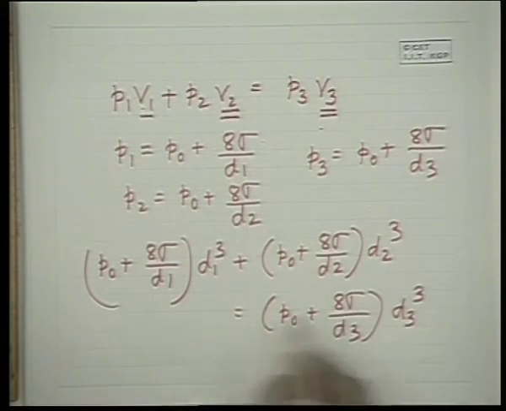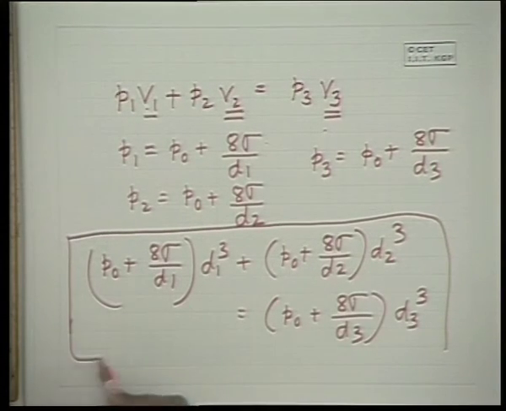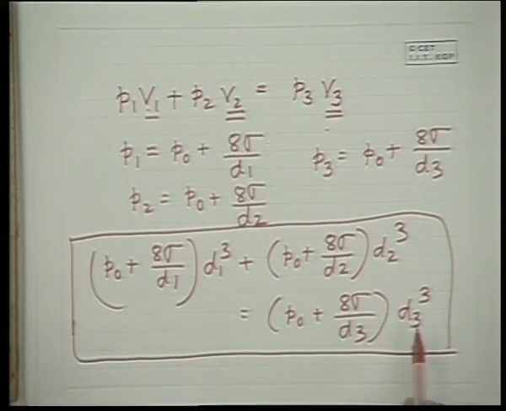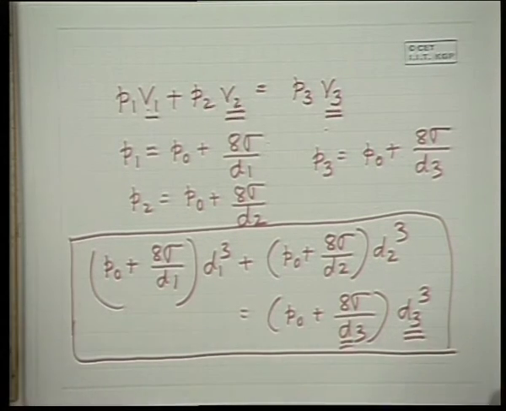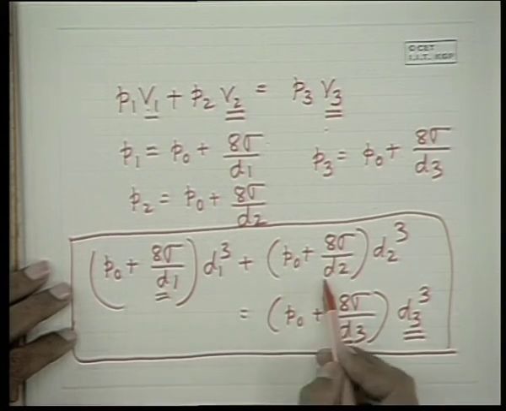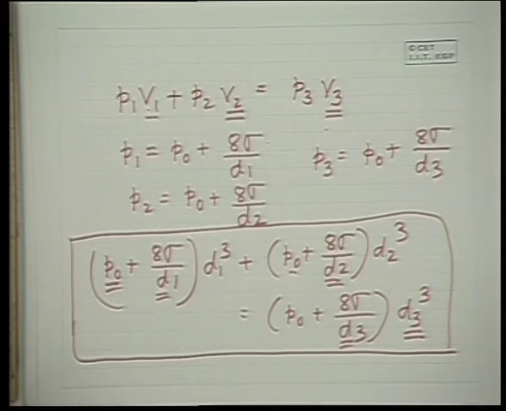So if I know the values of D1, D2, sigma and P0, I can find out D3. This is the required expression for the diameter of the final single bubble in terms of the diameters of the individual bubbles, the ambient pressure and the surface tension of the soap solution.